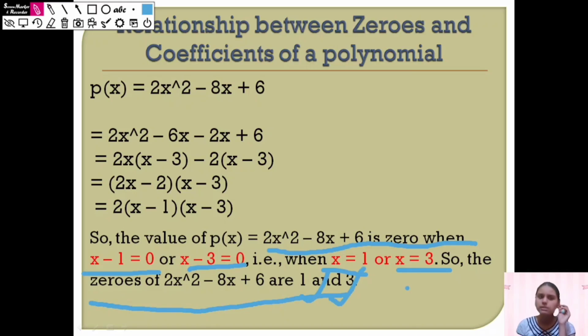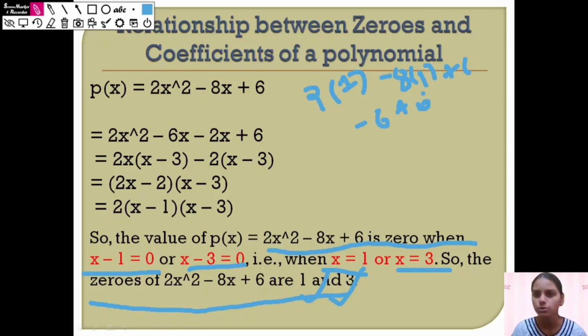Zeros of polynomial means when you put the x value as 1 or x value as 3, this polynomial is going to become 0. Let me show you once. In 2x square, I am going to put 1 square. First I am going to try with 1. Minus 8 into 1, right? Plus 6. See, 2 minus 8 is minus 6, and we have plus 6, which is equal to 0.